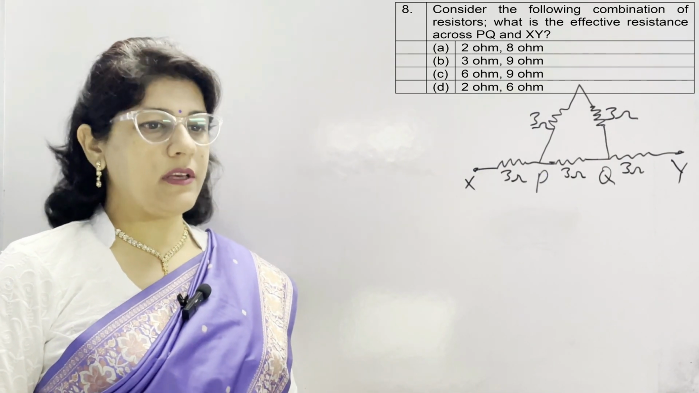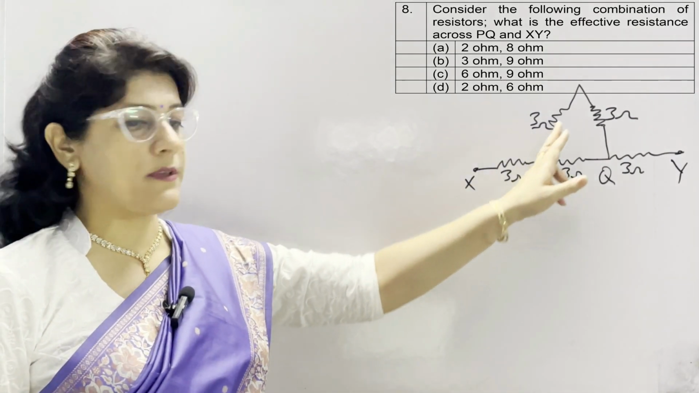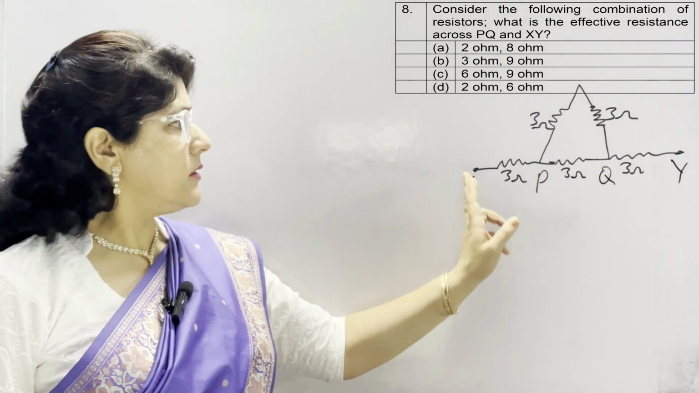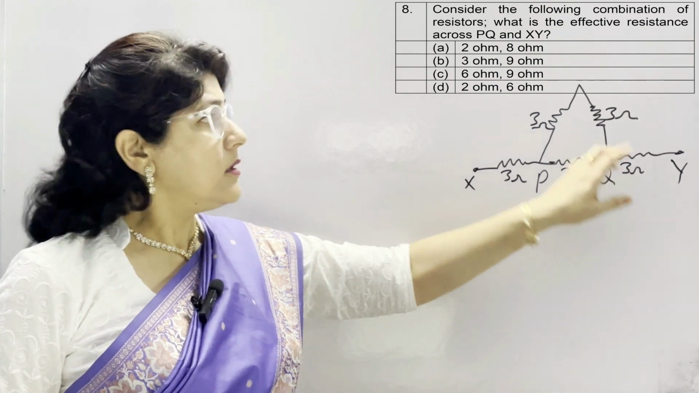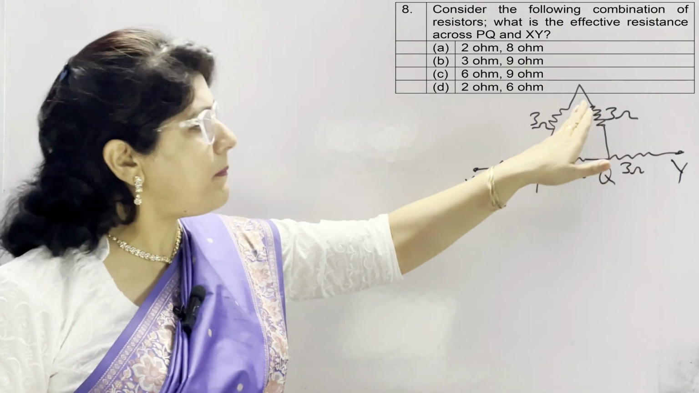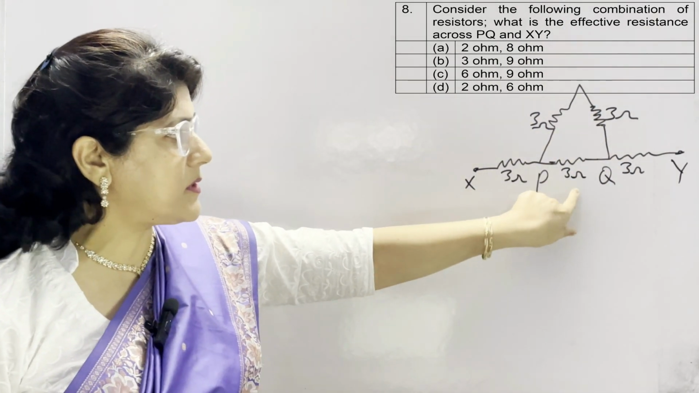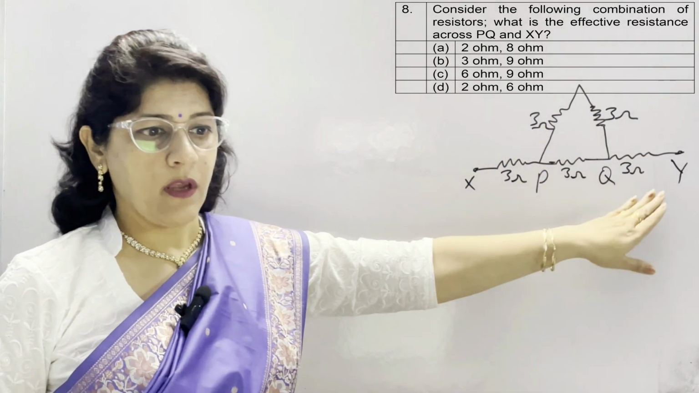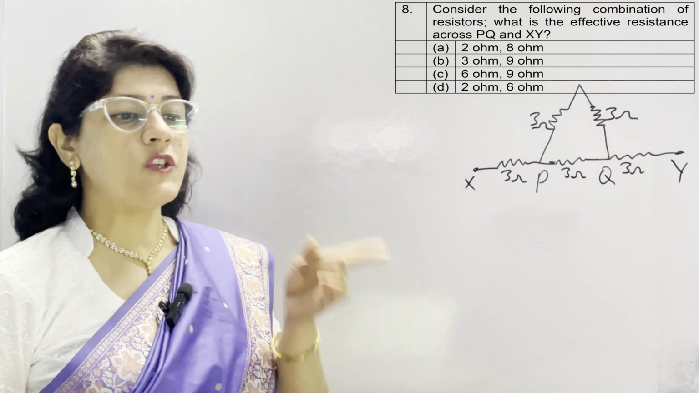In question number 8, consider the following combination of resistors. 3 ohm and 3 ohm, these are in series. Then these two are in series and in parallel combination with this 3 ohm resistor. And this whole combination is in series with this 3 and this 3. What is the effective resistance across PQ?